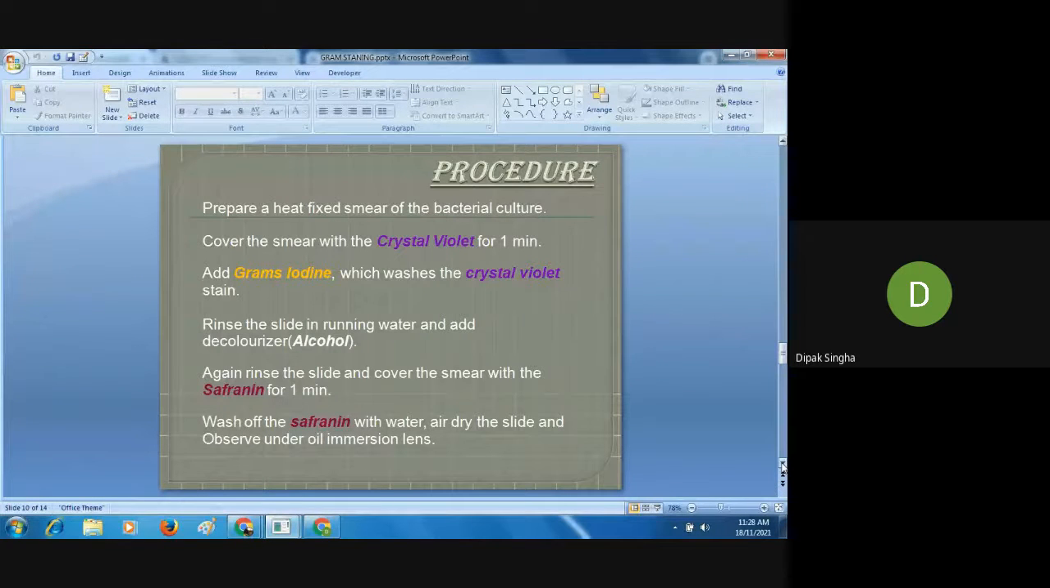So what is the procedure? Same thing, I will not repeat again. It will be washed with water after safranin, air dried, and observed under the oil immersion lens, under the microscope, not seen with your naked eye. After the final step, you can place it under the oil immersion microscope. Then you can see whether it is a violet color, then it is confirmed gram positive, or a red color, it is gram negative. If both colors are present, that means it is a mix, containing both gram positive and gram negative.